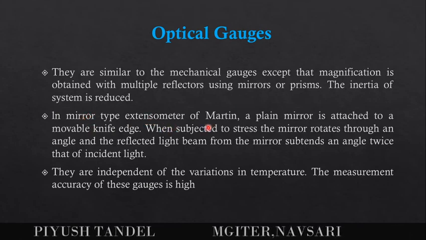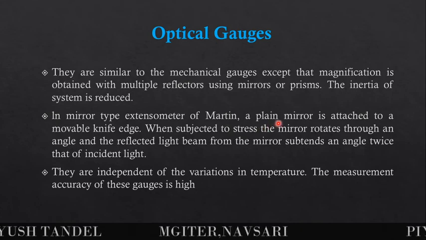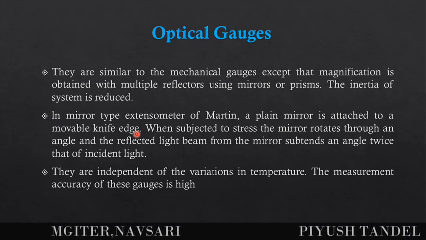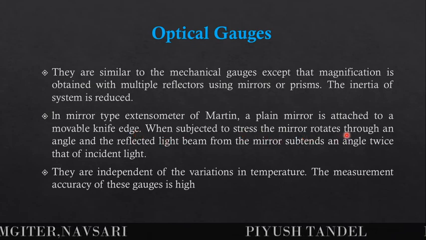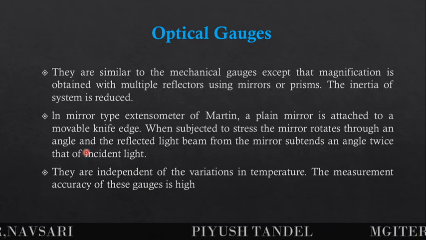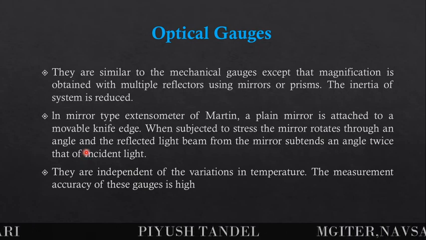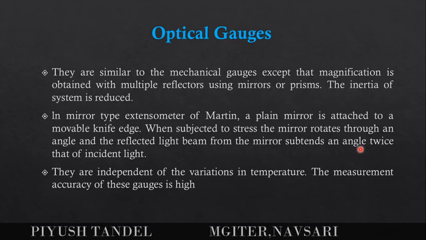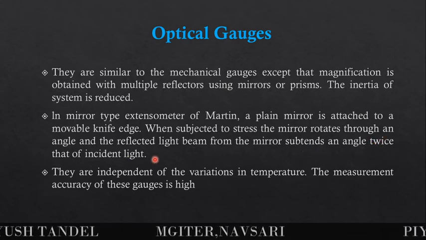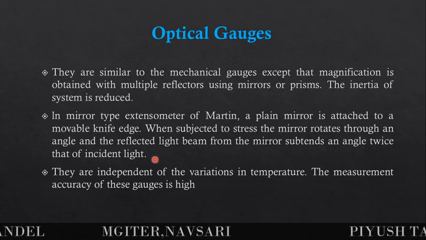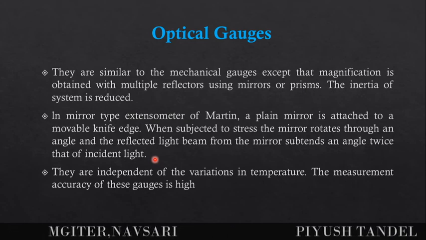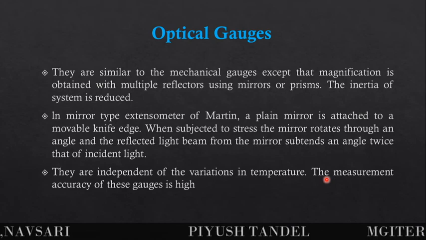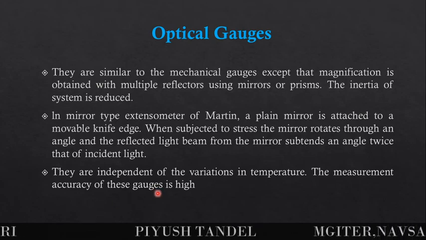In the Martin mirror type extensometer, a plane mirror is attached to a movable knife edge. At the edge we are attaching our mirror. When subjected to a stress, the mirror rotates through an angle. If we apply a tensile or compressive stress, depending upon that, the knife is going to rotate, and the reflected light beam from the mirror subtends an angle twice that of the incidence of the light. So the angle is changed twice that of the applied force. This is how we can magnify our results. They are independent of variation in temperature, and the measurement accuracy is very high using this optical gauge.